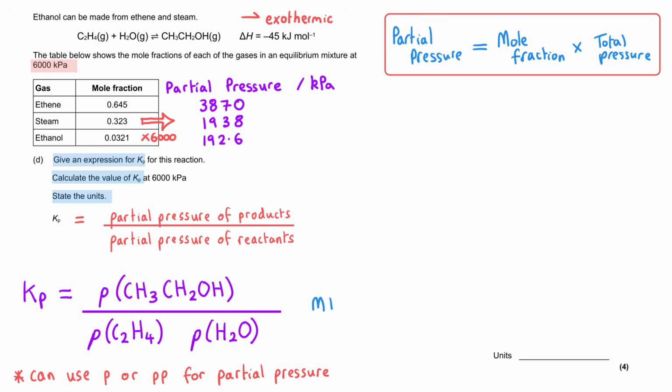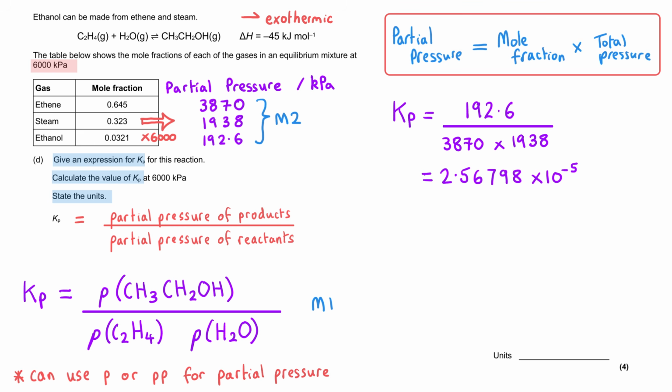And so we get 3,870 for ethene, 1,938 for steam, and 192.6 for ethanol. And this will be the second marking point. And then we can substitute these values we've calculated into our Kp expression. And so we have 192.6 divided by 3,870 multiplied by 1,938. And we get a value of 2.56798 times 10 to the minus 5. And so I would round this to 3 significant figures, 2.57 times 10 to the minus 5. And this will be our third marking point.